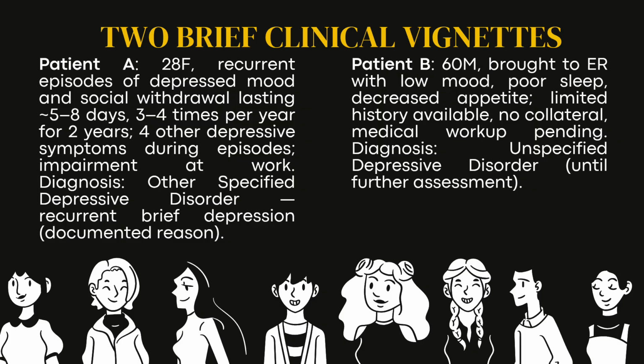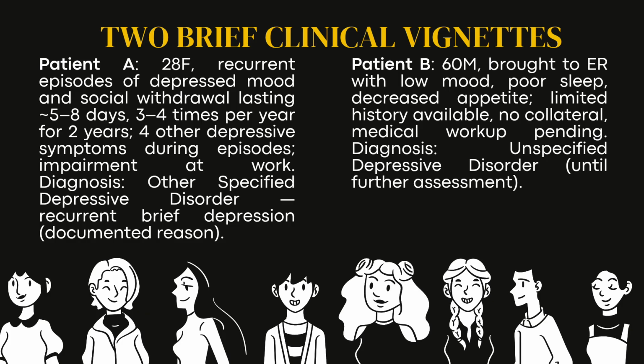Now, here are two short vignettes and how we would apply the diagnostic rules of OSDD and UDD. Vignette 1: a 28-year-old woman reports recurrent episodes of low mood, social withdrawal, and fatigue lasting 5 to 8 days, occurring several times a year for 2 years. During these episodes, she has about 4 depressive symptoms and misses work due to low energy. She does not meet the 2 week duration required for a major depressive episode, but the pattern is recurrent and causes impairment.